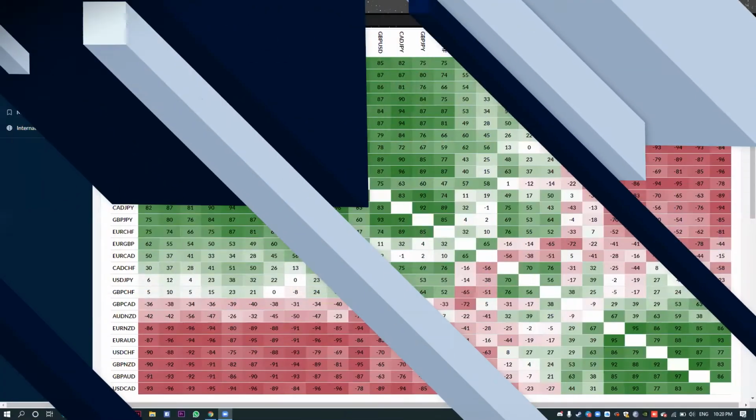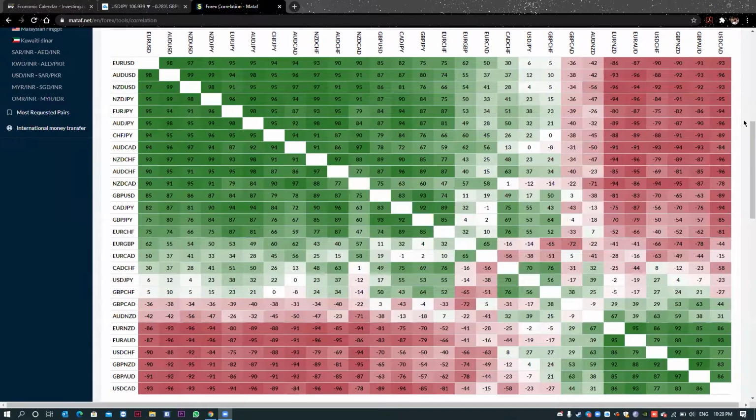Let's say you've looked at your chart and you haven't even looked at this, and you see that you've gone into the wrong trade. So you've gone into a sell instead of a buy. Green shows that it's in a buy. If you go along the chart, can you see all the pairs at the top?